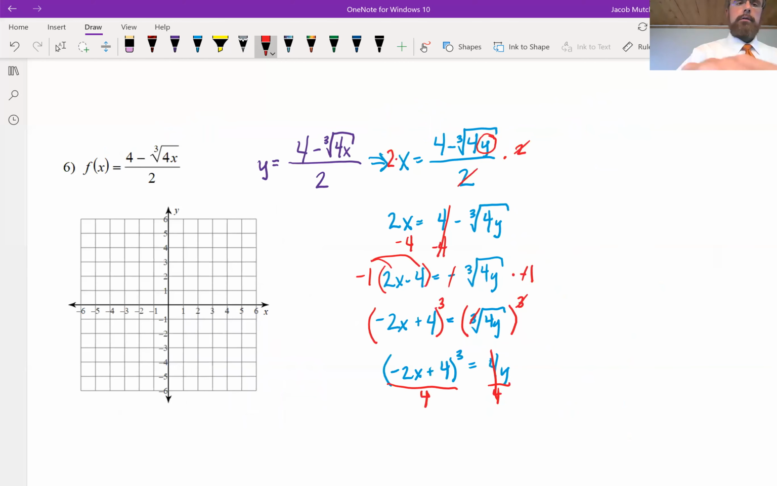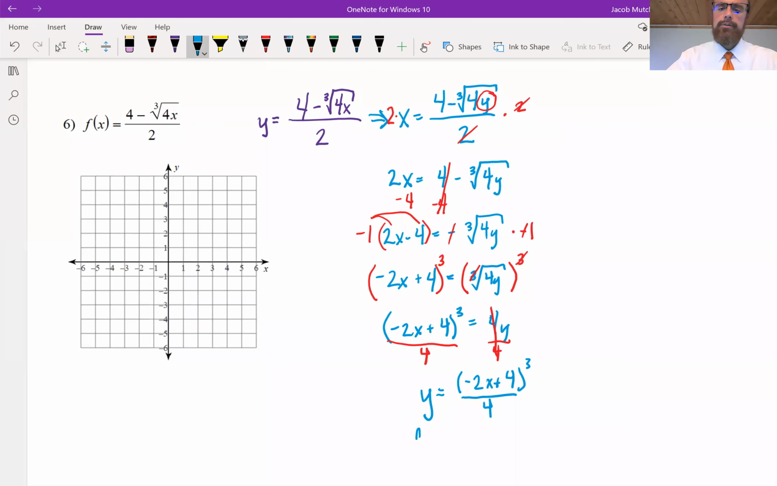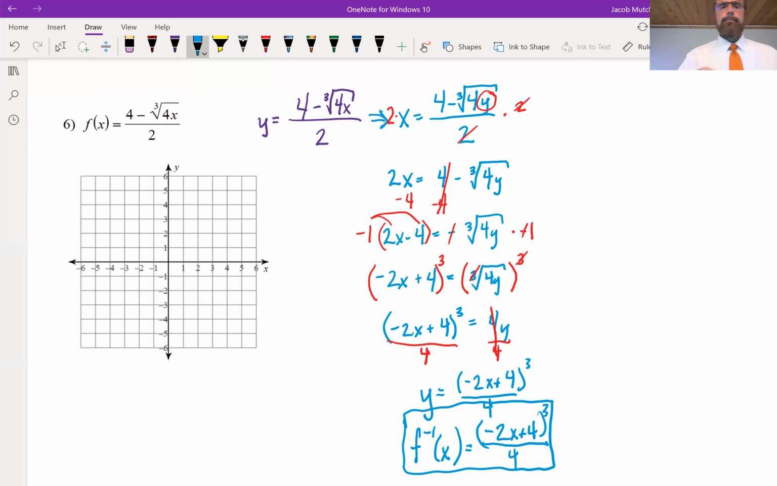Let's record it. Y, so I'm going to rotate y around to the left, equals, in the numerator, negative 2x plus 4 quantity cubed, all divided by 4. And to indicate that that's the inverse of f of x, I'll just put that notation. The inverse of f of x equals negative 2x plus 4 cubed divided by 4. And that completes the inverse writing. So we're ready to graph. Let's create our two tables.